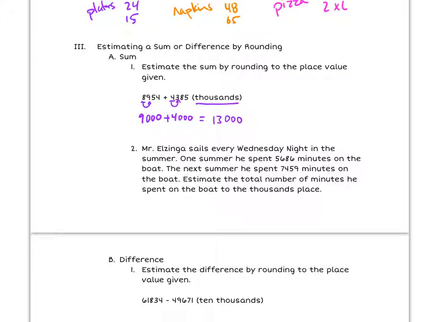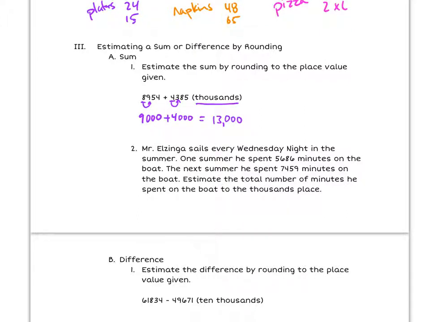Any questions on rounding? Wait, rounding? That was rounding? I thought that was estimated. Well, we estimated by rounding. I rounded the number. I made 8,954 a compatible number, an easy to work with number of 9,000. Aren't there different ways of estimating? Like, isn't there just a random guess estimate one?